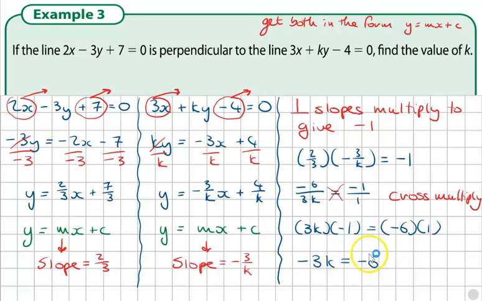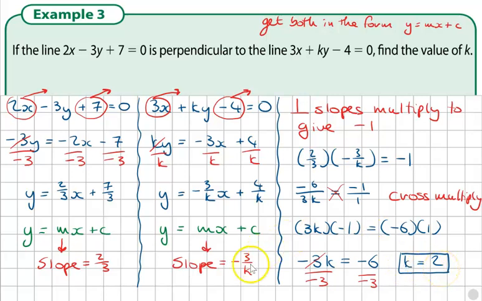Now solving for k, getting k on its own, we're going to divide by the number stuck in front of k. And the number stuck in front of k is minus 3. So we divide across on both sides by minus 3. And minus 3 divided by minus 3 is 1. Anything divided by itself is 1. So we get 1k, which is just k, on the left-hand side. And then minus 6 divided by minus 3 is 2, because a minus divided by minus is a plus. So we do end up getting k is equal to 2.